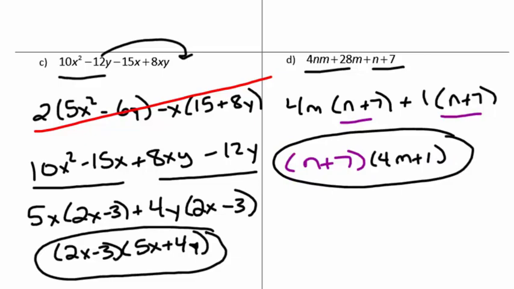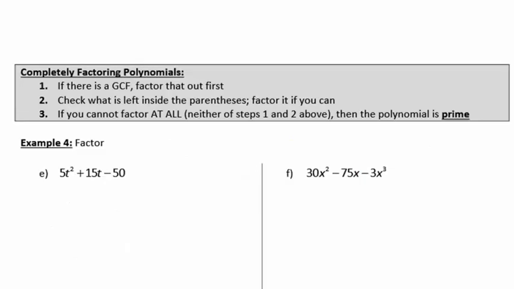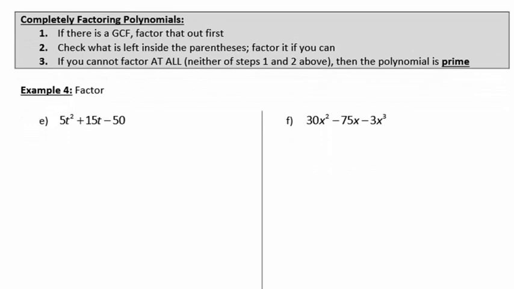Let's go on to the next page. Completely factoring polynomials. The first step is always factoring out a GCF, if there is one, then checking to see if you can factor further. If you cannot factor at all from either steps 1 or 2, then the polynomial is prime.